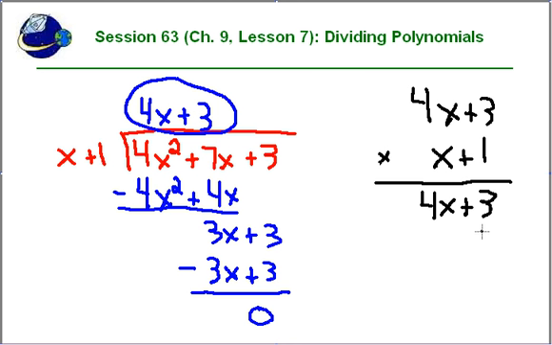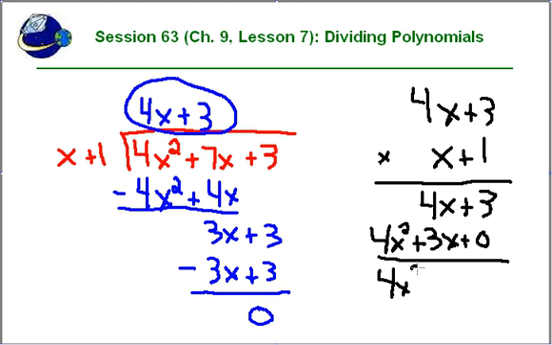We can either leave this blank, or if it helps you to add a 0, you can do that. X times 3 is 3x. And remember, we want to line up our like terms, one on top of the other. X times 4x is 4x squared. That was a positive 3x. Then we add it together. 4x squared plus nothing is 4x squared. 4x plus 3x is 7x. And then our 3 plus 0 is 3. And as you can see, that matches what we started with.